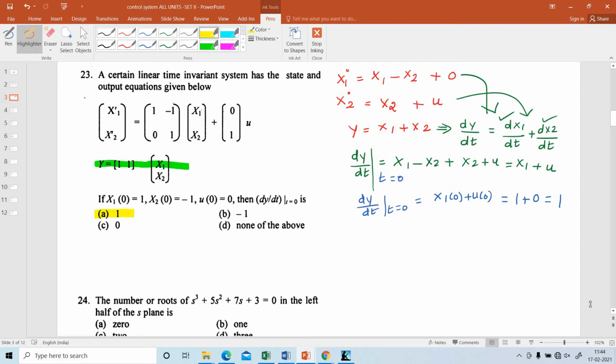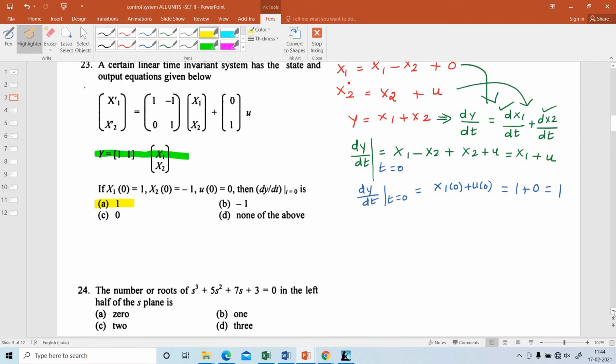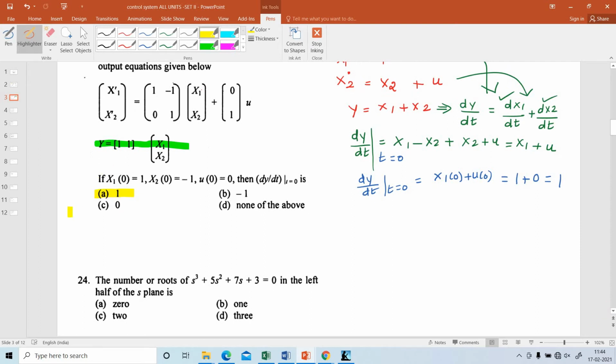Our next problem: the number of roots of s cube plus 5s square plus 7s plus 3 equal to 0 in the left half of the S plane. So how to find this? Using Routh's stability criterion, I am going to find out how many roots are in the left half of the S plane.